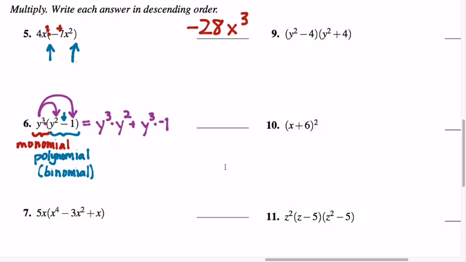What's y to the third times y squared better known as? Y to the fifth. Multiply the coefficients, 1 times 1. Add the exponents, 3 plus 2. That gives you y to the fifth. Great. And then what's y to the third times negative 1 going to turn into? Yeah. Just make that negative 1 into its new coefficient, minus y to the third.